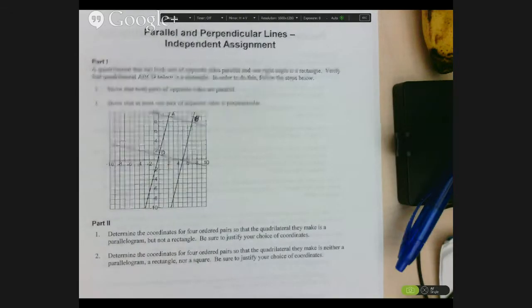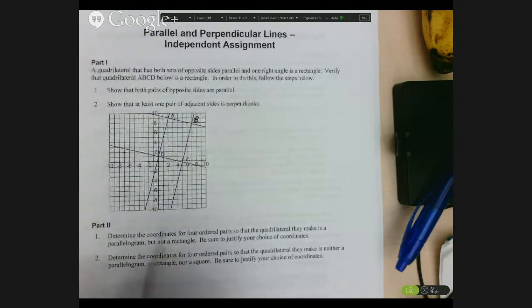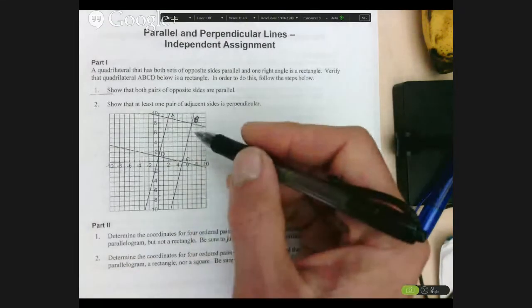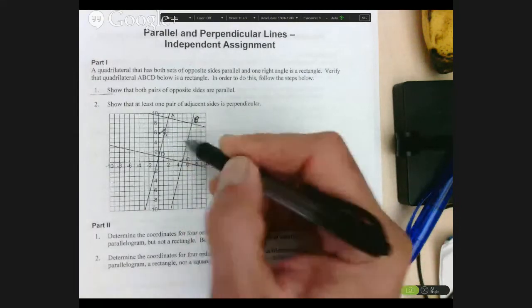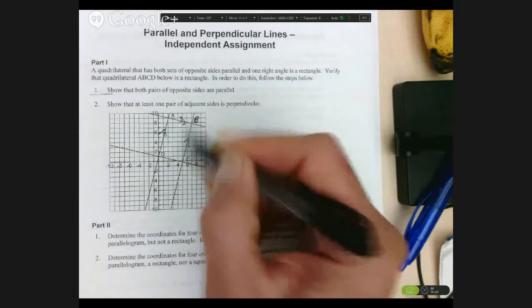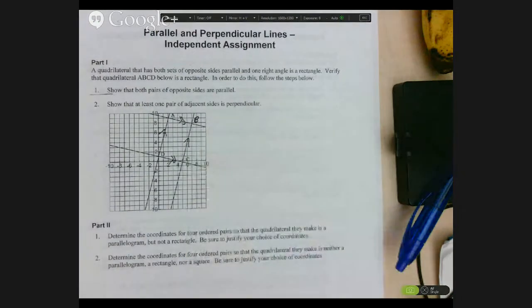Okay, parallel and perpendicular lines. Number 1, show that both pairs of opposite sides are parallel. Ideas? Slope? Okay, so opposite sides here and here. Opposite sides here and here. We've got to show that each of those are parallel, right?